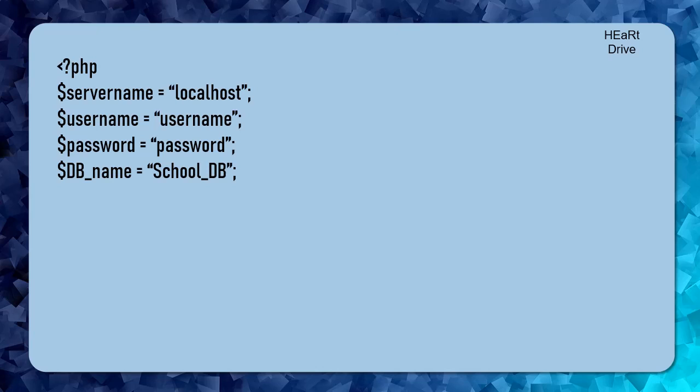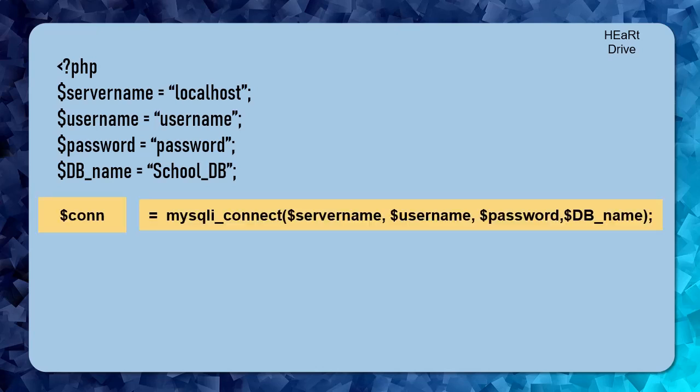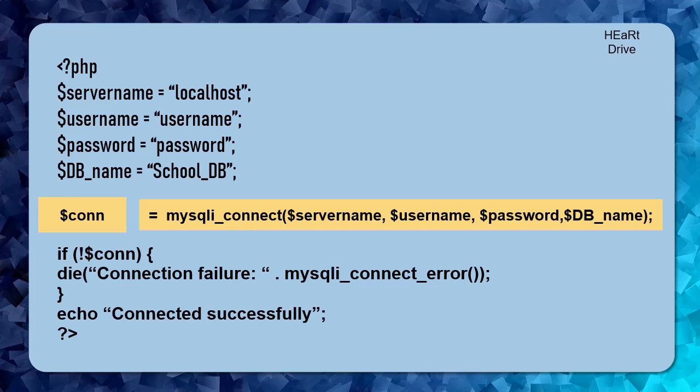First, we are declaring our 4 parameters. Then, an object is created for the function. And then we are using if condition to check whether the connection is established or not. If the connection establishment fails, we get connection failure as output. If not, we'll get connected successfully as output.